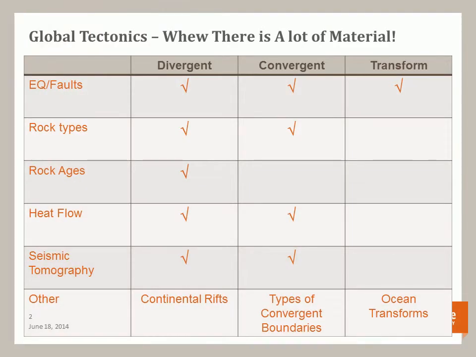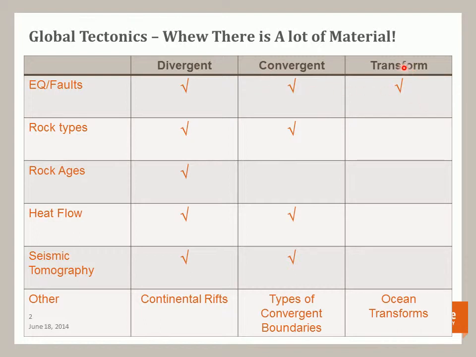The first thing I'd like to point out is that there is a lot of material in this chapter on global tectonics. Perhaps one way to organize this would be to make a table like the one on the screen that shows the different types of features that you might find along these different plate boundaries. For instance, earthquakes and faults, rock types, rock ages, heat flow, seismic tomography, and other features that are particular to the different types of boundaries. The check marks here show the areas that are pertinent for the specific boundaries.